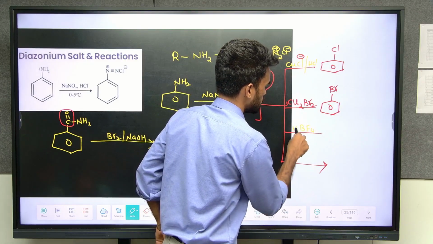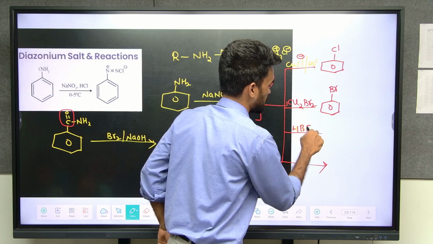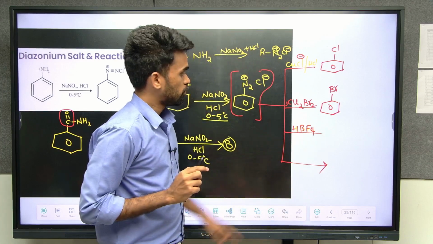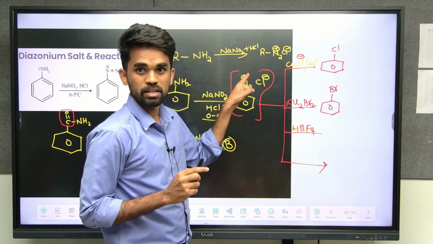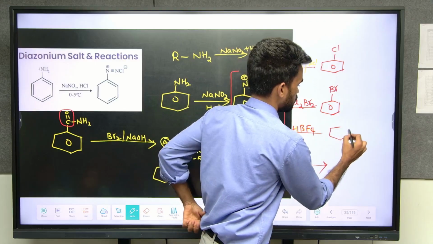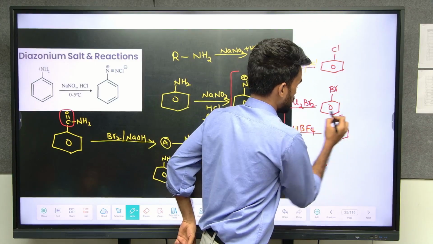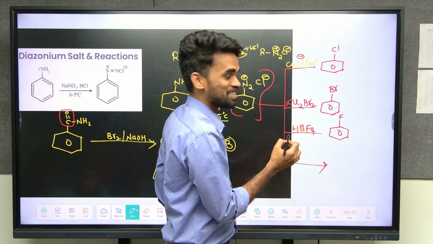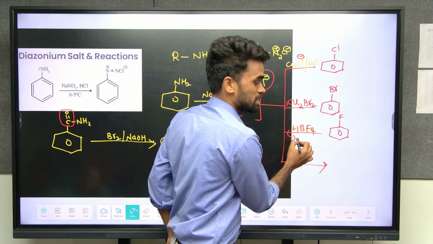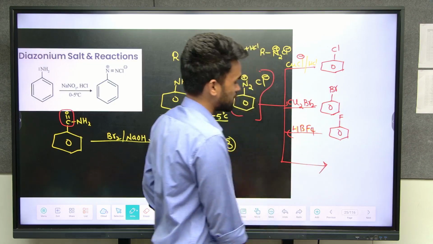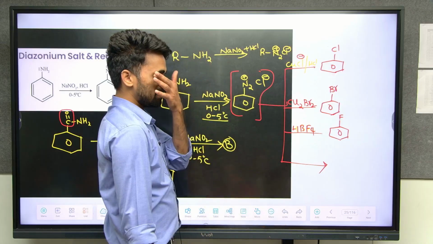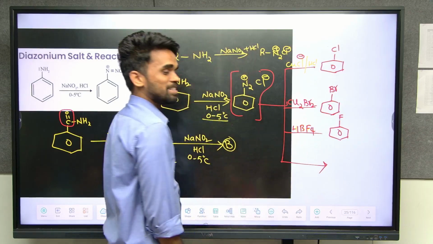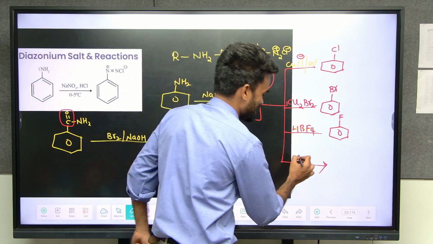With HBF4. Tell me what is the product? Fluorine is there now? Fluorine comes here. So it becomes fluorobenzene. This reaction is called Balz-Schiemann reaction. You can see that.